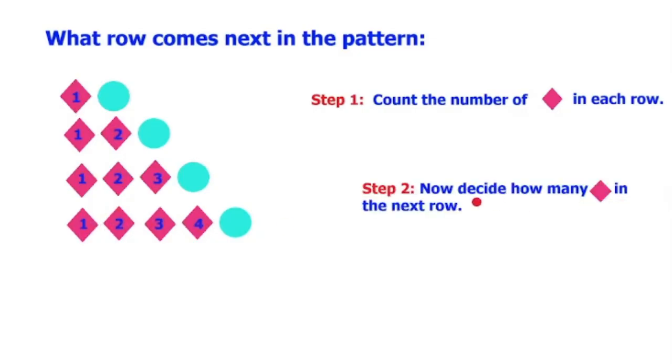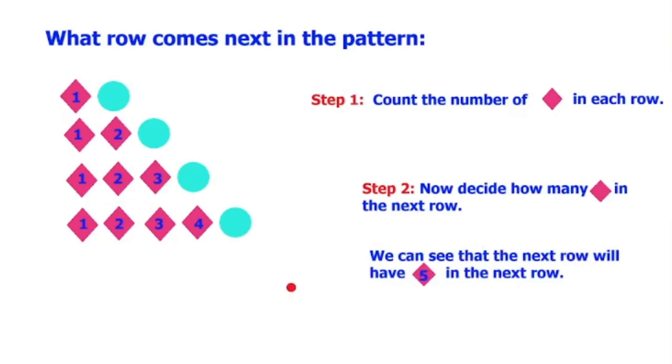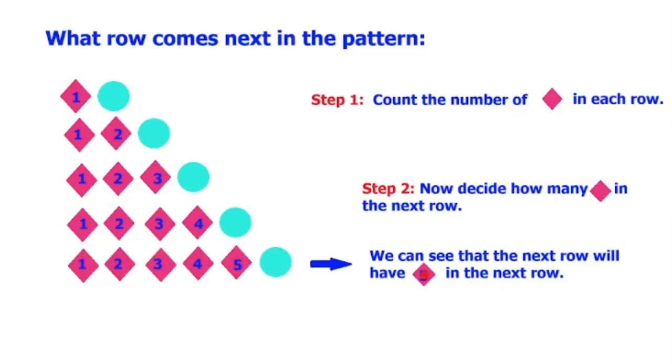So step 2 is to now decide how many diamonds in the next row. We can see that each row, the number of diamonds increases by 1. We could see 1, 2, 3, 4. So we can see that the next row will have 5 diamonds in the next row, right? So this is how it would look. And that's how you figure out that kind of problem.